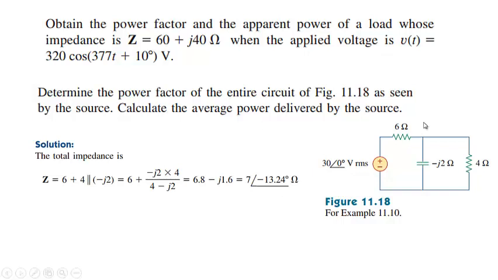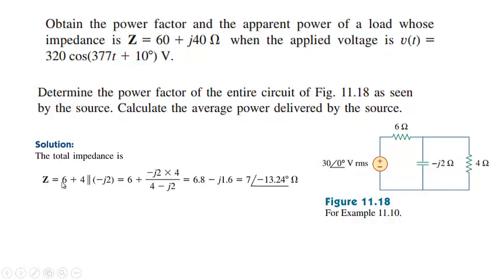Now, if we have a circuit like this, in this case we are given a voltage of 30 at an angle of 0. We need to find out the power factor and average power delivered to the source. This is very important. Please try to be very attentive over here. We'll first try to find out the current supplied by this source. In that case, we'll first find the total impedance seen by this source. It will be equal to this impedance plus the parallel combination of these two impedances, and we know that the parallel combination will be equal to Z1 Z2 divided by Z1 plus Z2.